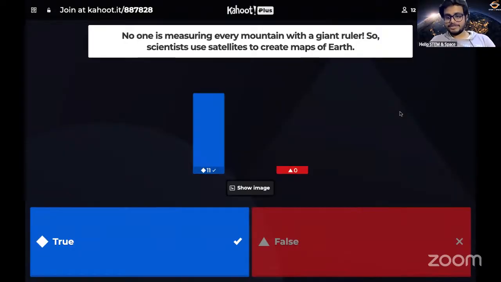Satellites do capture the images of Earth, and those images can be used to make the maps, right? And there are multiple other ways also. There are sensors, there are LiDAR sensors, many other things. And satellites are used to create a map of the Earth. Why just Earth? Even other planets, right? And yes, everyone gave the correct answer.